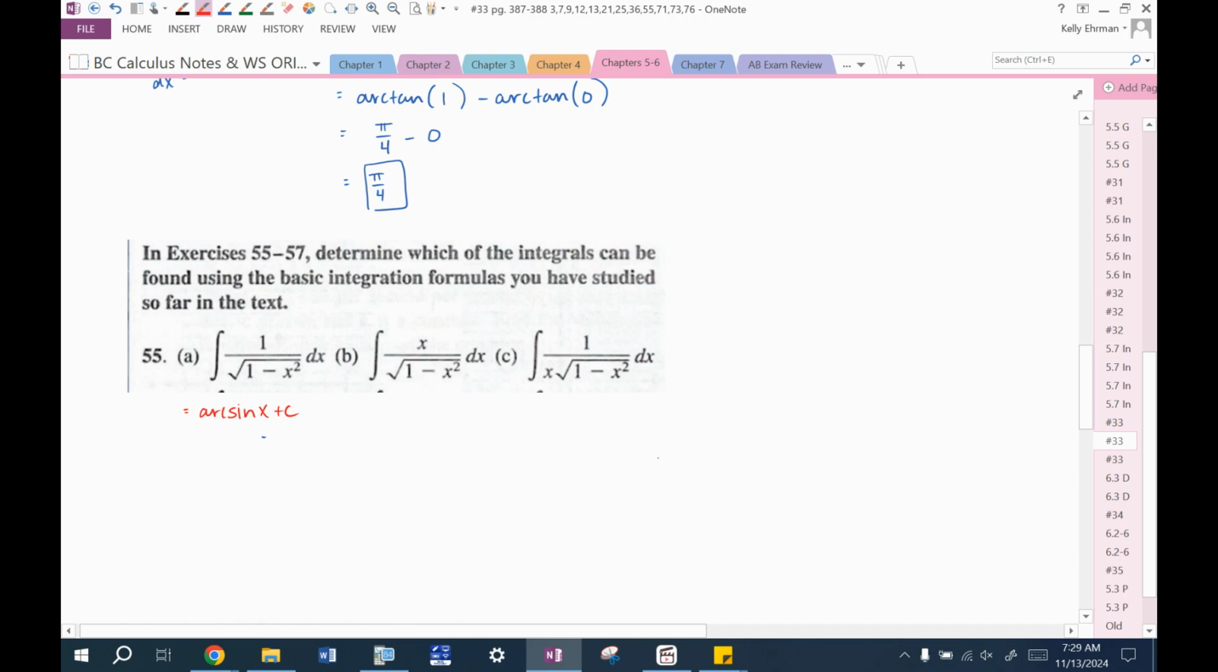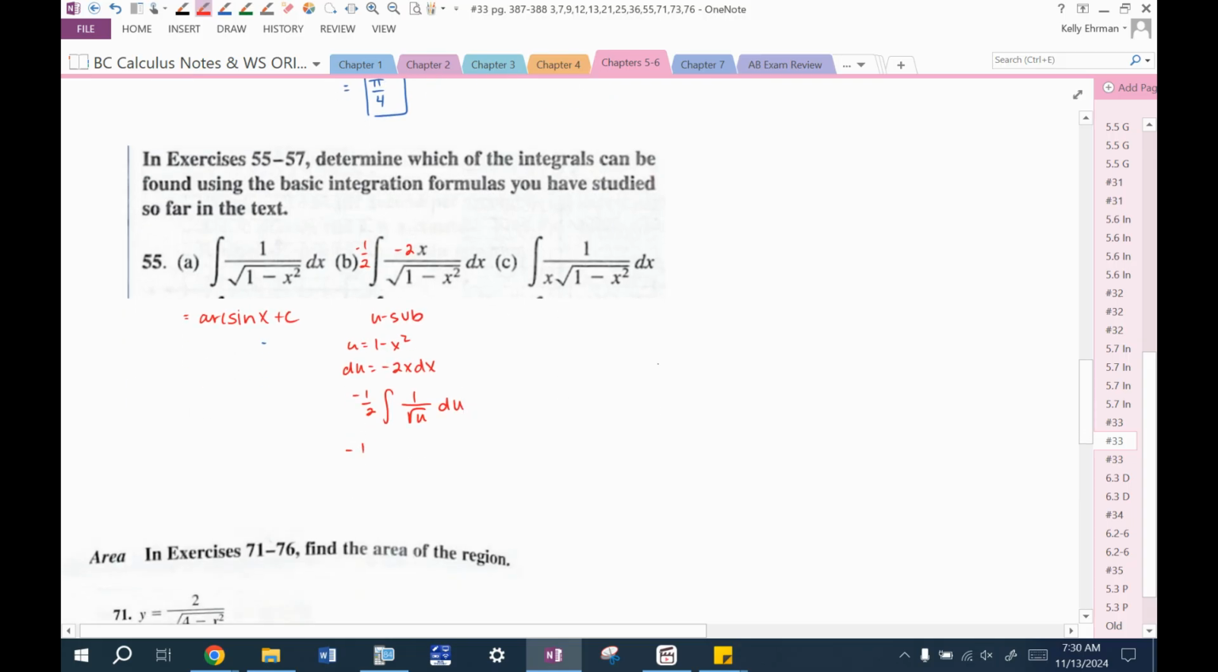This one is not equal to arcsine, but I believe we did this in the notes. U-sub will take care of this one, right? Because u would equal 1 minus x squared. du would equal negative 2x dx. So we could take care of that. So yeah, we can make this negative 1/2 times the integral of 1 over square root of u du, and we could solve that. I guess we might as well take care of it, huh? So this is u to the negative 1/2. Add 1 to that, you get u to the 1/2 divided by 1/2, plus c.